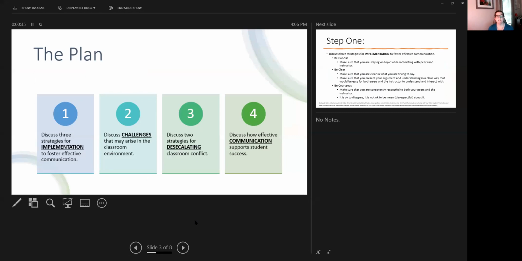One, discussing strategies for implementation of effective communication, discussing challenges that may arise in the classroom, discussing de-escalation tools for classroom conflict, and finally, the why, discussing why this is important and how effective communication can support student success.